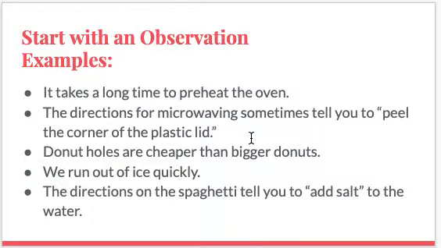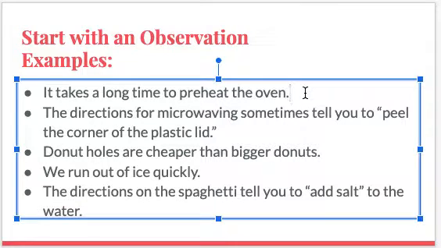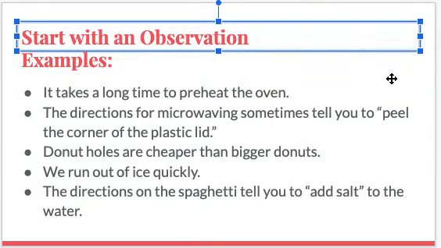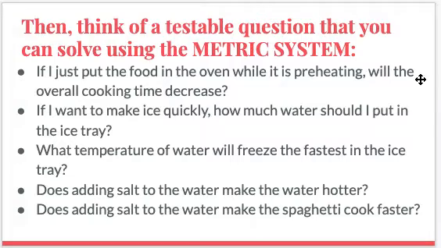So they all started with an observation, and some of the observations that they made was that it takes a long time to preheat the oven. The directions for microwaving something sometimes tell you to peel the corner of the plastic lid. Then they said they noticed that donut holes are cheaper than bigger donuts. We run out of ice quickly, and the directions on the spaghetti tell you to add salt to the water. So these were all just some observations that they had made.